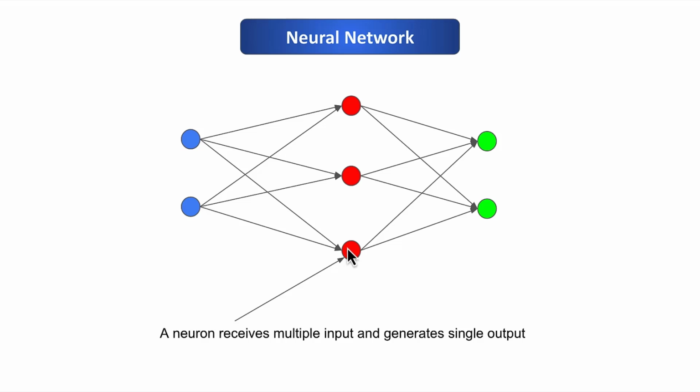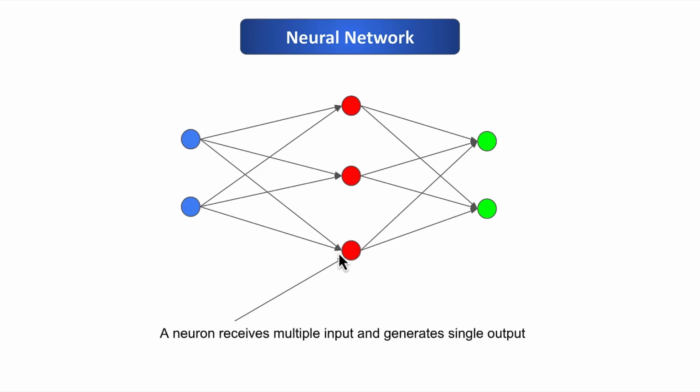There you can see this red circle, which is representing a neuron, and it will take two values as input, which will come from these two neurons, and then it will calculate a single value which will be the output, and that output will be passed to the next neurons. So the output of this neuron will be passed to this neuron and this one. But the output value generated here will be the same for this neuron and also for this neuron. So that's why we say that a neuron receives multiple inputs and generates a single output.